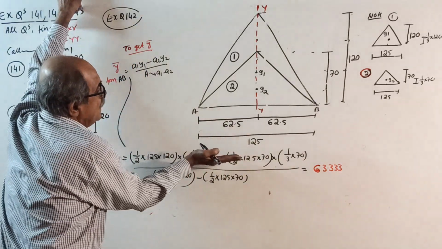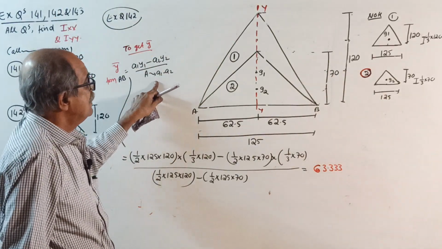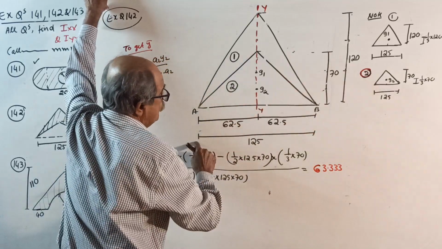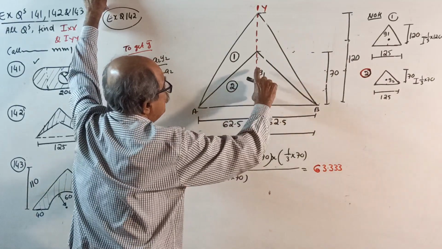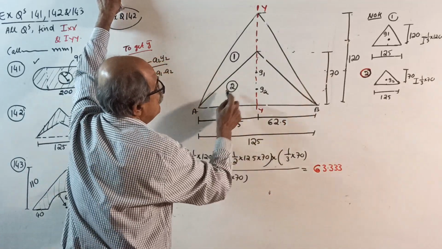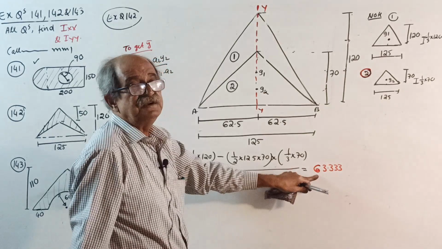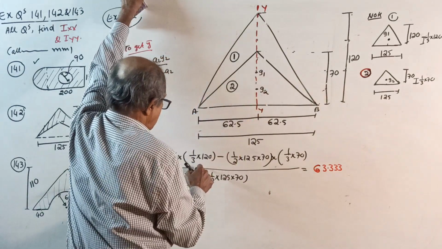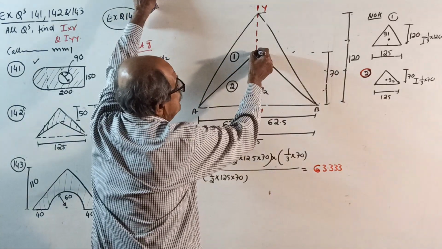Start. Y bar from AB, the base, is A1 Y1 minus A2 Y2 divided by the total area, that is A1 minus A2. A1, full area, is half into 125 into 120 into 1/3 of 120, minus half into 125 into 70 into 1/3 of 70, divided by A1 minus A2. This gives 63.333. From here to here is G1, you know it, 1/3 of 120 is 40. 63 came, but up to here 70 is there.